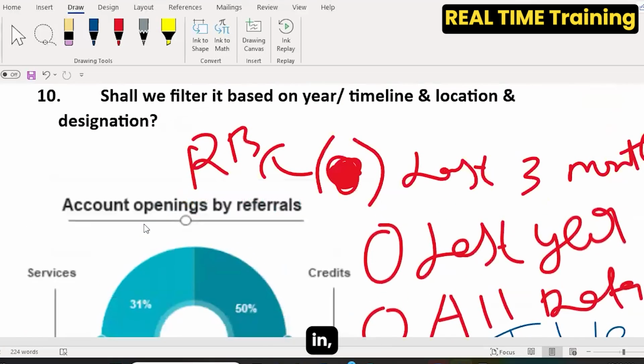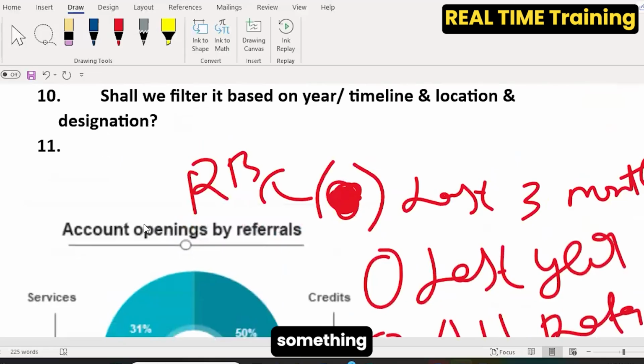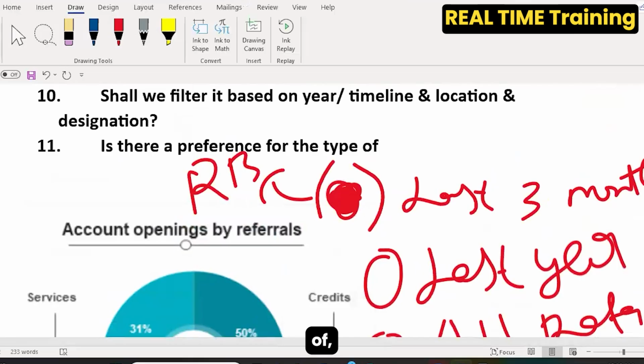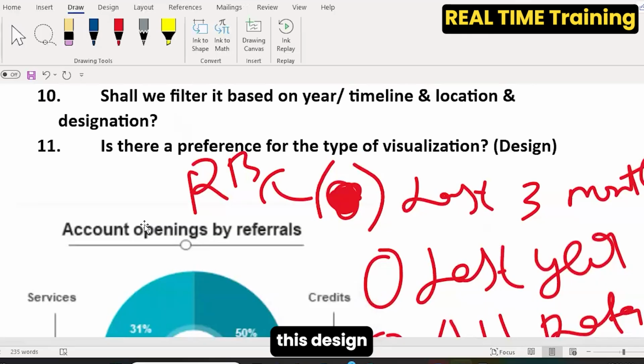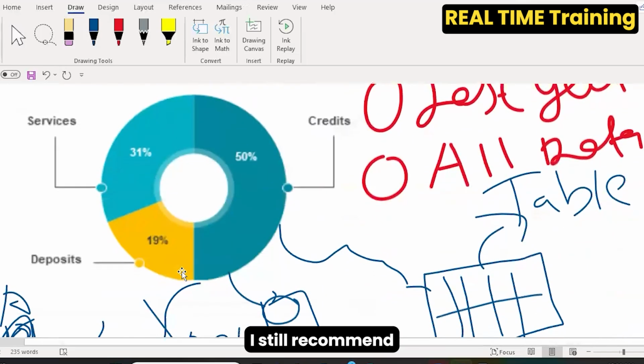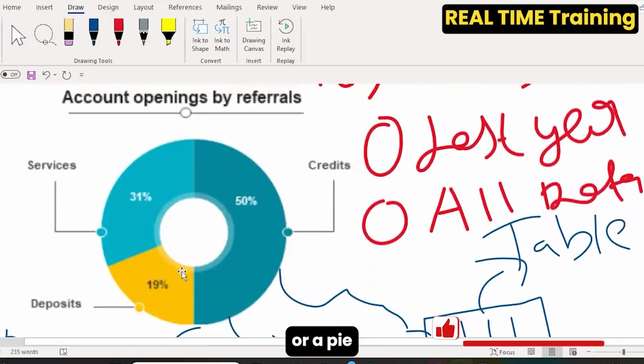Yeah, you can ask. This is a design question, but you can ask something like, is there a preference for the type of visualization format? Yeah, that question you can ask, but it's a design question, so I'll put design. Who asks these design questions? Developers. Okay, good. They will not ask, they'll recommend we can do a donut chart or a pie chart.